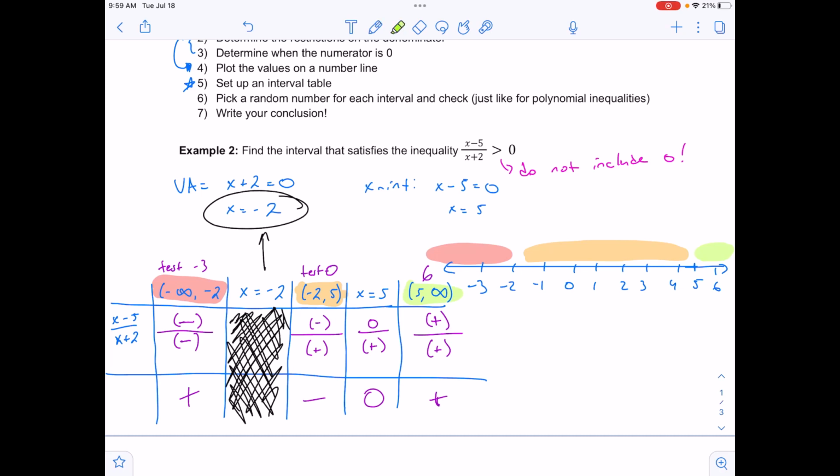We were asked to determine where the function is greater than 0 and to not include 0. So that is on these two ranges here. Between -infinity and -2, and between 5 and +infinity. So I can write a therefore statement. I can say therefore x minus 5 over x plus 2 is greater than 0 on the intervals -infinity to -2 union 5 to infinity.